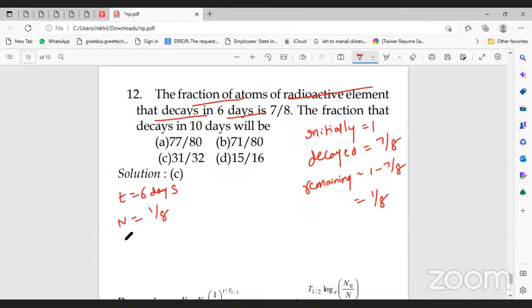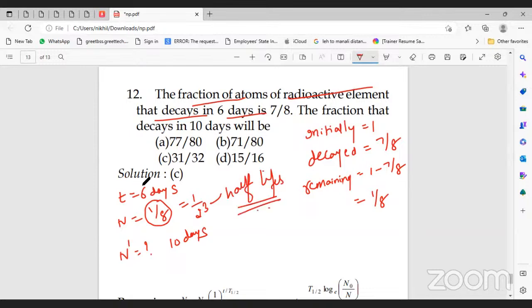And now they are asking you to find the fraction that decays in 10 days. So when the remaining comes to be 1 by 8, 1 by 8 means 1 by 2 cube. 1 by 2 cube means 3 half-lives. How many half-lives have taken place? 3 half-lives have taken place in 6 days. So what is the half-life? 2 days. Half-life here is 2 days.